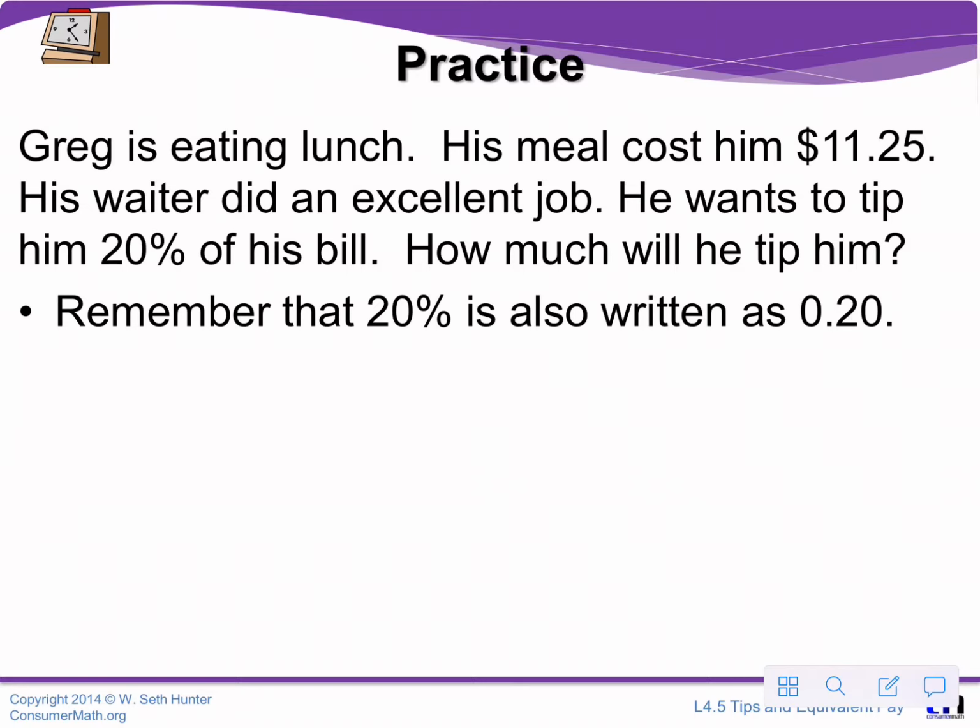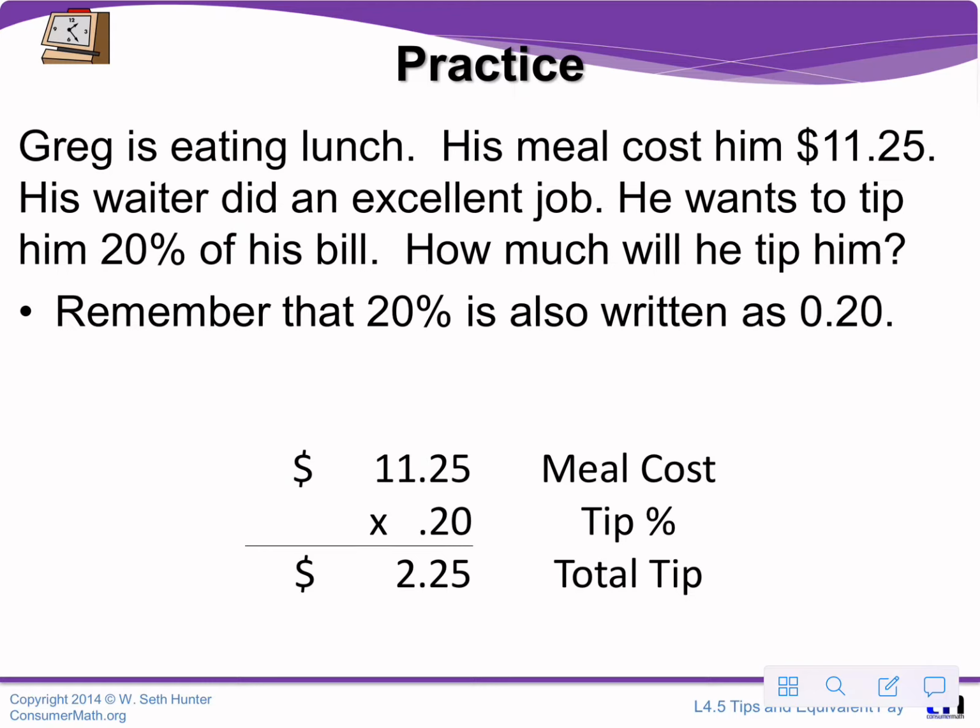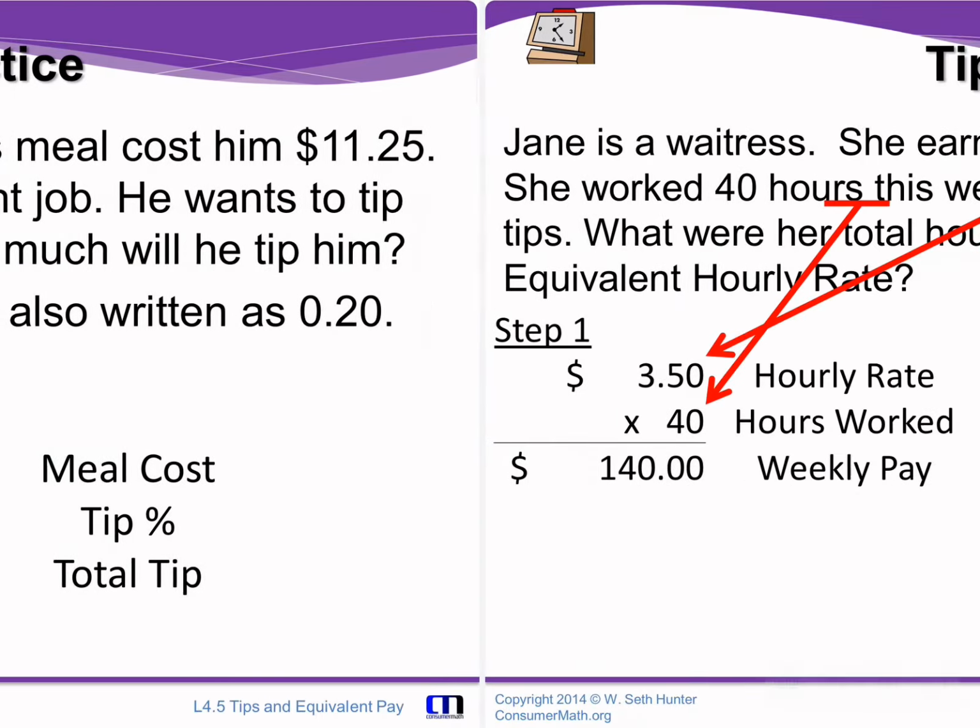Greg is eating lunch. His meal cost him $11.25. His waiter did an excellent job. He wants to tip him 20% of his bill. How much will he tip him? Remember that 20% is also written as 0.20. So we'll take $11.25 times 0.2 and get $2.25.